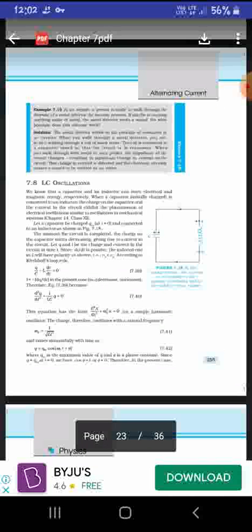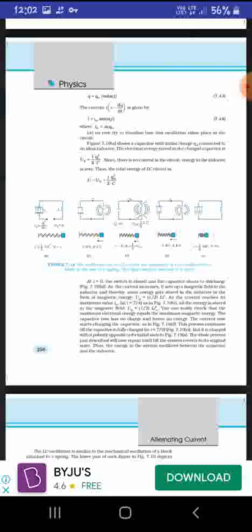According to Kirchhoff's rule, Q by C minus L di by dt is equal to 0. Therefore d square Q by dt square plus 1 by LC Q is equal to 0. So therefore ω is equal to 1 by root LC. So Q is equal to Qm cos ωt, and therefore I is equal to Im sin ωt. So U_E is equal to 1 by 2 Qm square by C is the formula.